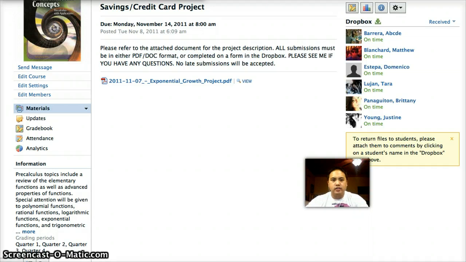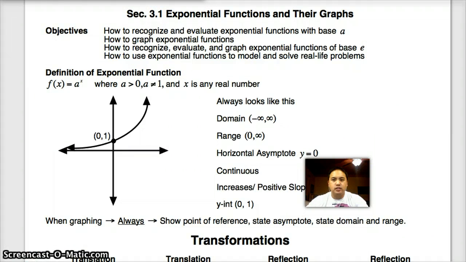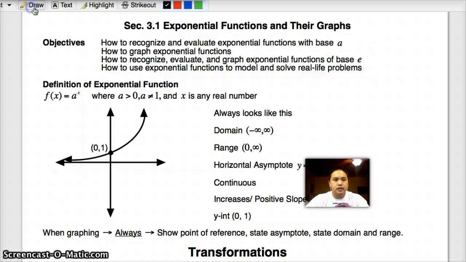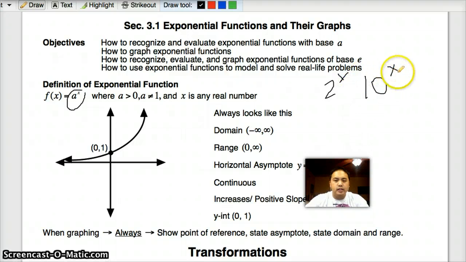So hopefully you guys have taken out your notes for today. It's section 3.1. I handed it out to you a while back. It's actually part review, looking at the definition of an exponential function. An exponential function is one that has the format a to the x, like 2 to the x power, or 10 to the x. Anything that has the variable in the exponent spot is called an exponential function. It always looks like this, so we've done this before.